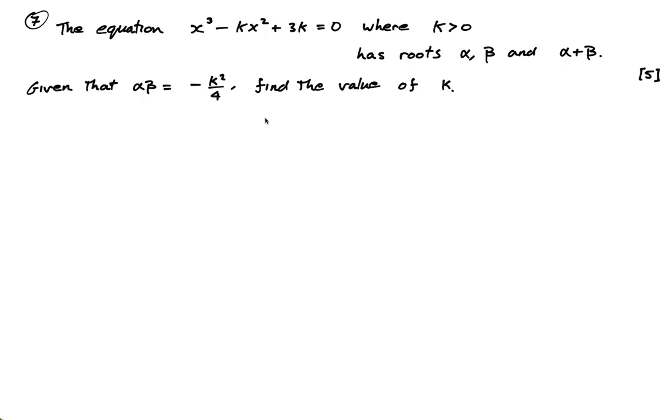Okay, question 7. The equation has roots alpha, beta, and alpha plus beta. Given that alpha beta equals this, find the value of k. So this is a sum of and product of roots question to begin with.